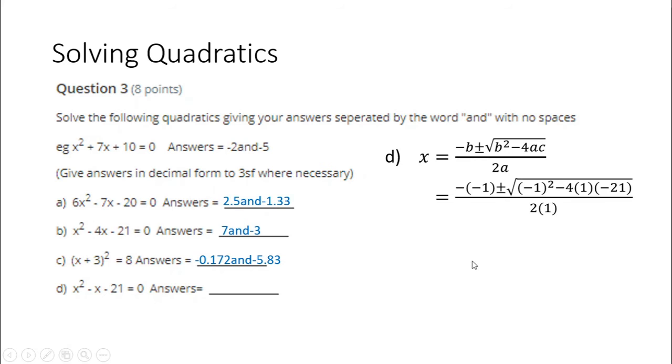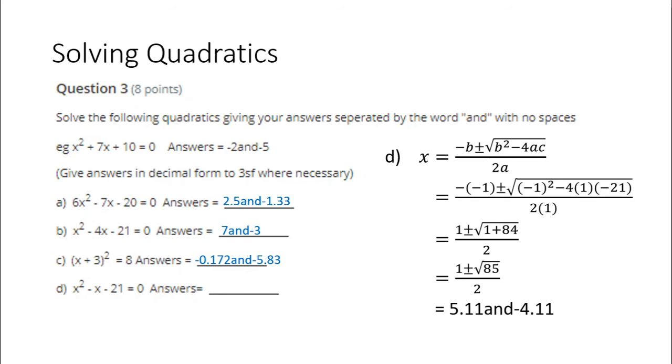I will simplify that formula. And I'll go ahead and solve. Once when I'm going to add the square root of 85, and once when I'm going to subtract the square root of 85. My two answers are 5.11 and negative 4.11. Be careful with your rounding on this question. They're both to 3 significant figures.